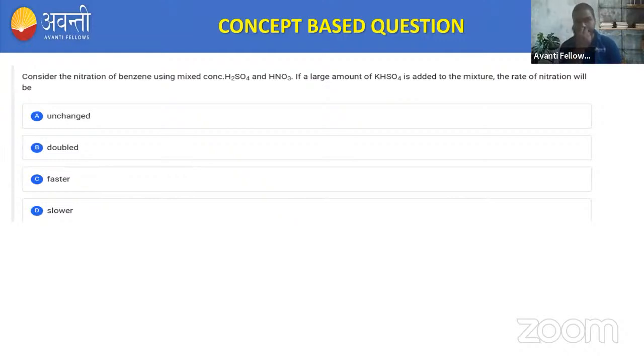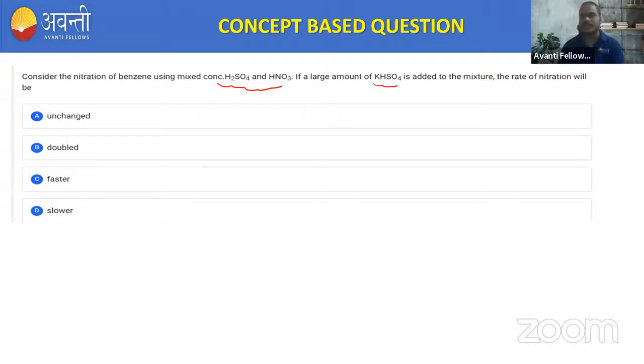Now, consider the nitration of benzene using a mixture of concentrated H2SO4 and HNO3. If a large amount of KHSO4 is added to the mixture, what happens to the rate of nitration? You have to explain whether the rate of nitration will change or not. So they are asking about nitration of benzene using concentrated H2SO4 and HNO3. Now if a large amount of KHSO4 is added to the mixture, the rate of nitration will be? So what is the role of this KHSO4 here?